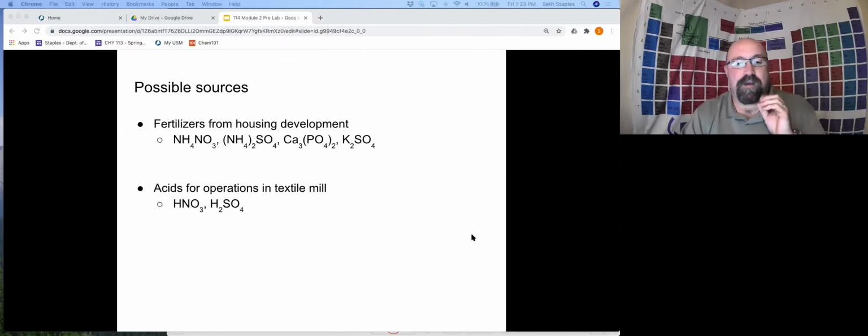When we look at possible things that could affect the pH, that could affect the acidity level in the river, the textile mill uses some strong acids directly in their manufacturing processes. Nitric and sulfuric acid in particular are things that the textile mill uses that could possibly be making their way into the river.